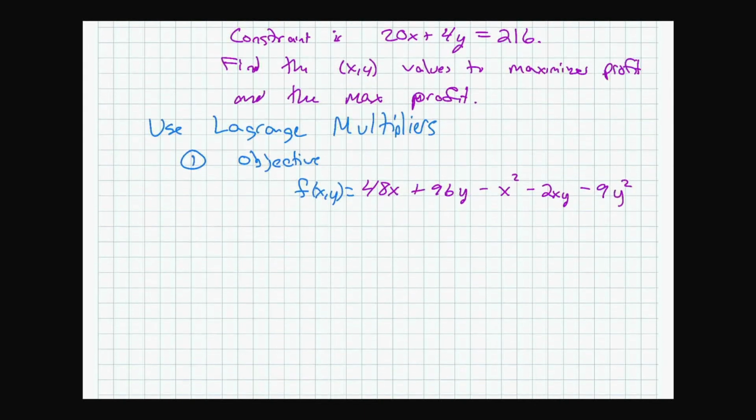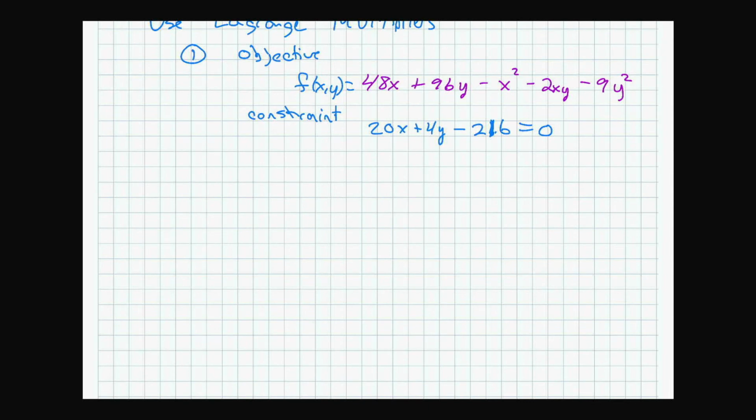There's your objective. Now your constraint. We want to write our constraint the proper way, right? So we have 20x plus 4y equals 216. You want it 20x plus 4y minus 216 equals 0. Although if you don't, nothing happens on this one because it's a constant on the right. You need all your variables on one side. Okay, so there's our objective and our constraint, and that's also g of x, y.